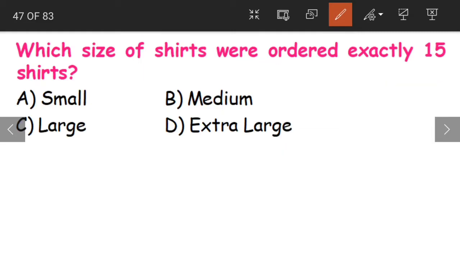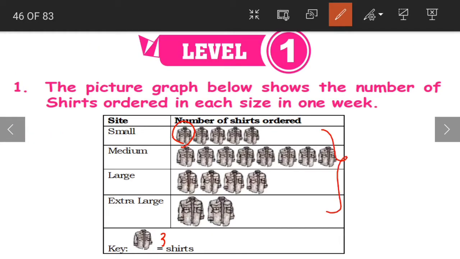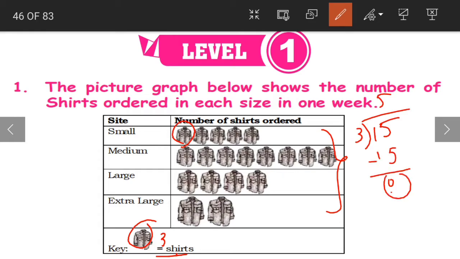Now we have to find out which size of shirts were ordered exactly 15 shirts. So from these, for which size exactly 15 shirts were ordered? As one shirt equals 3 shirts, what should we do children? We should divide our 15 by 3. 15 divided by 3, 3 5s are 15. When we subtract, 0 is our remainder. So what is the quotient? 5. So from the pictograph, we have to look for the size which has 5 shirts.